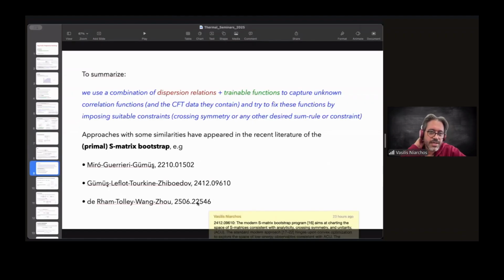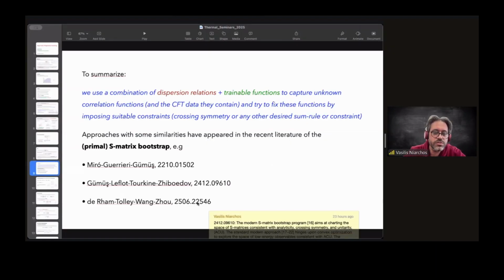Okay, so let me summarize. The idea here is to use a combination of dispersion relations for the high spin part and trainable functions for the low spin, high dimension part to capture unknown correlation functions and the CFT data they contain, and try to fix these functions by imposing suitable constraints. I talked about the crossing symmetric constraint, but you could impose here any other sum rule or constraint that you like. And the more sum rules or constraints that you put in, the more constrained the optimization problem is going to be.